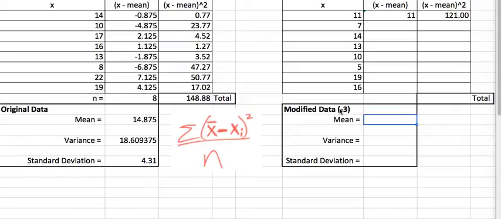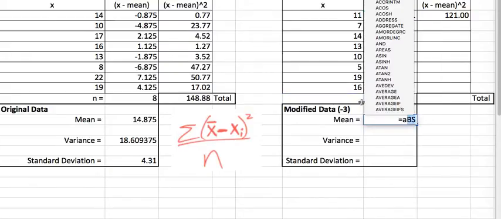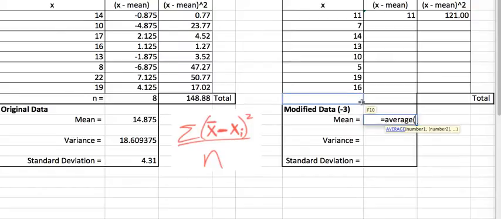Now, again, I need to find the mean of those. There's still 8 scores. Okay, and actually Excel uses average. So I'm going to find the mean of these, and I get 11.875. And what do you know? Our mean actually ended up decreasing by 3.